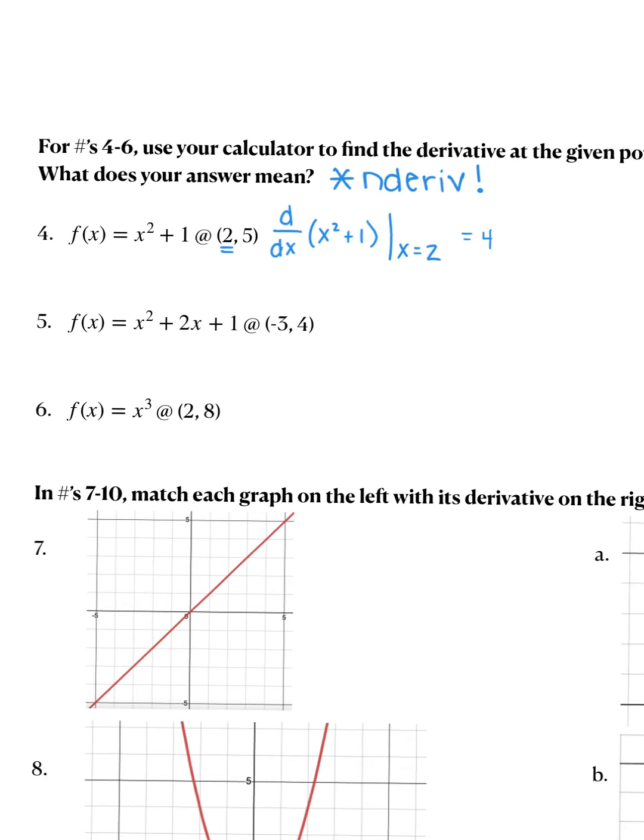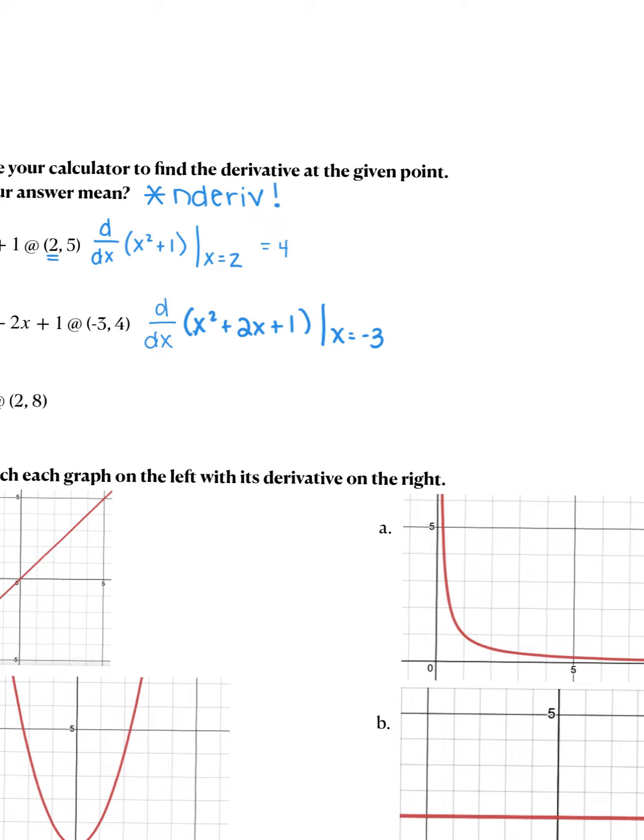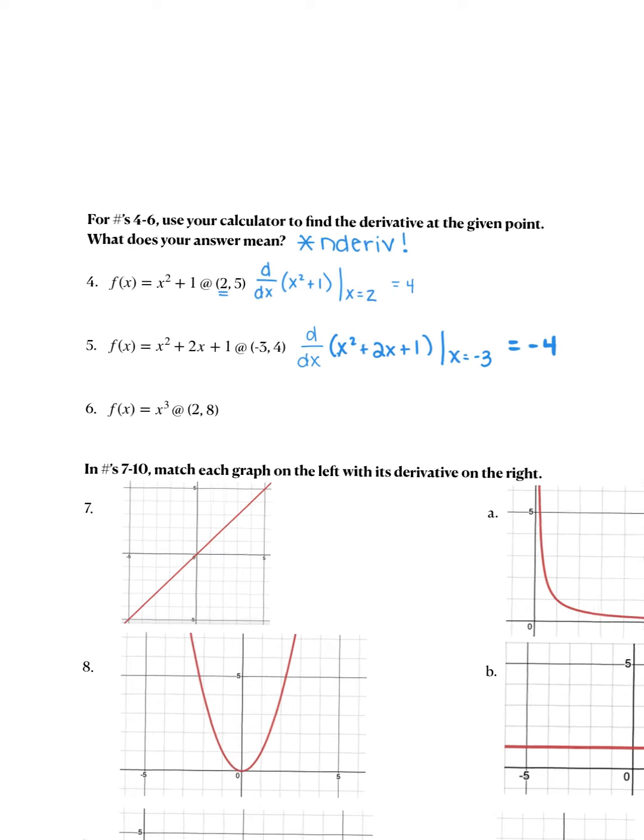Let's do the same thing here. So I would do d dx. I gotta change my pen size here. Of the function x squared plus 2x plus 1. And that is taken at the value x equals negative 3. Correct answer on that one should be a negative 4. Okay, so check it in your calculator. Make sure you're getting negative 4 out as an answer.